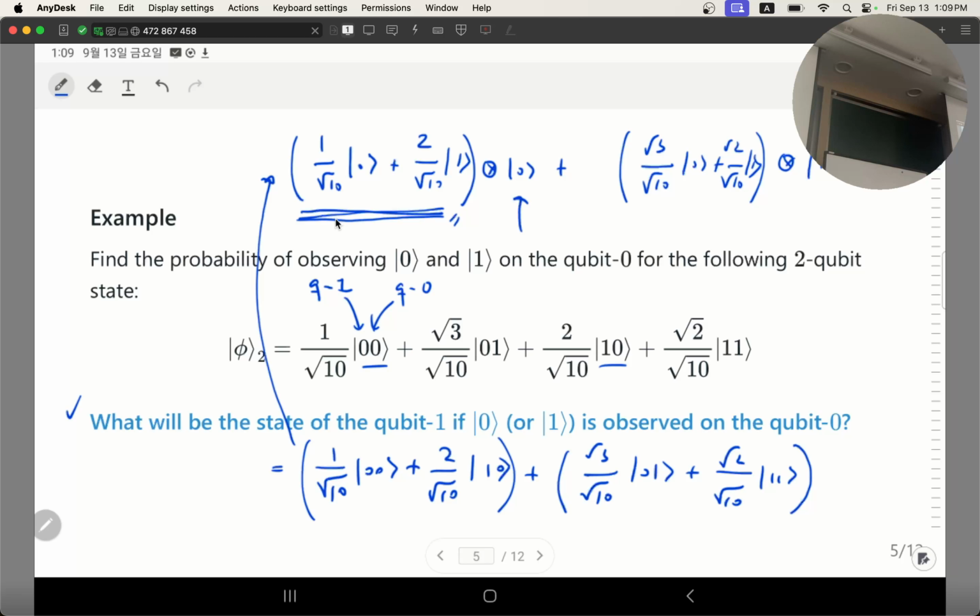Also, if you work on this formula, what is the probability of observing 0? What is the coefficient here? Is it 1? No, it doesn't make sense, because if it's 1, then it's 100%, but there's also another state here. So you have to determine your coefficient here. What will it be? You have to normalize the state of the remaining qubit.